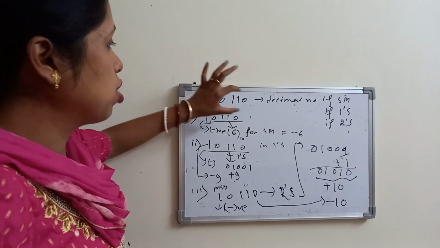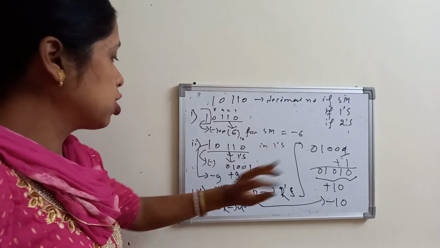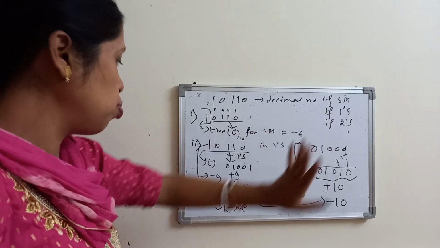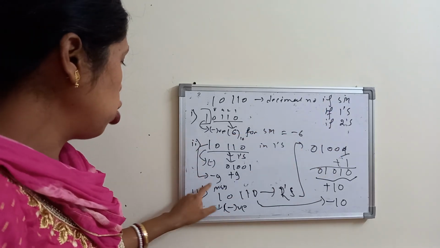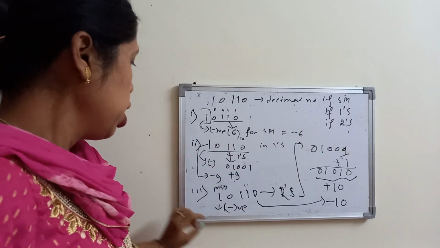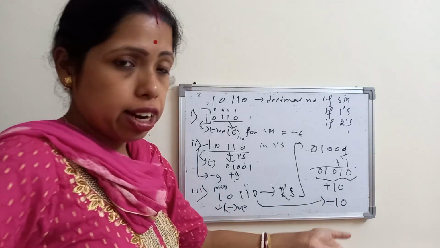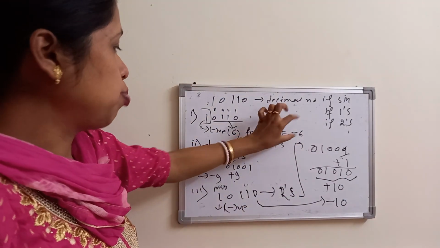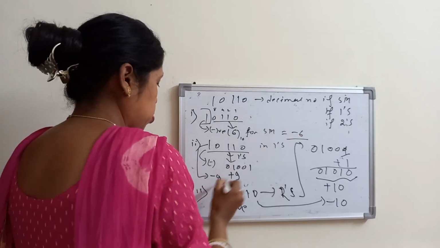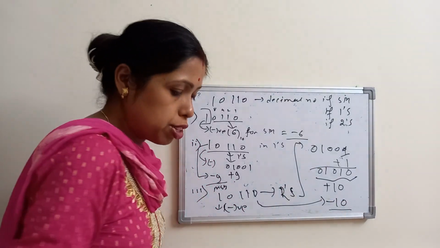Okay, so you can see the same number: if it is given in signed magnitude format, the decimal number will be minus 6. If it is in first complement format, the same number will be minus 9. If it is in 2's complement format, the decimal number is minus 10. So it is minus 6, minus 9 and minus 10: the same number in different representations.